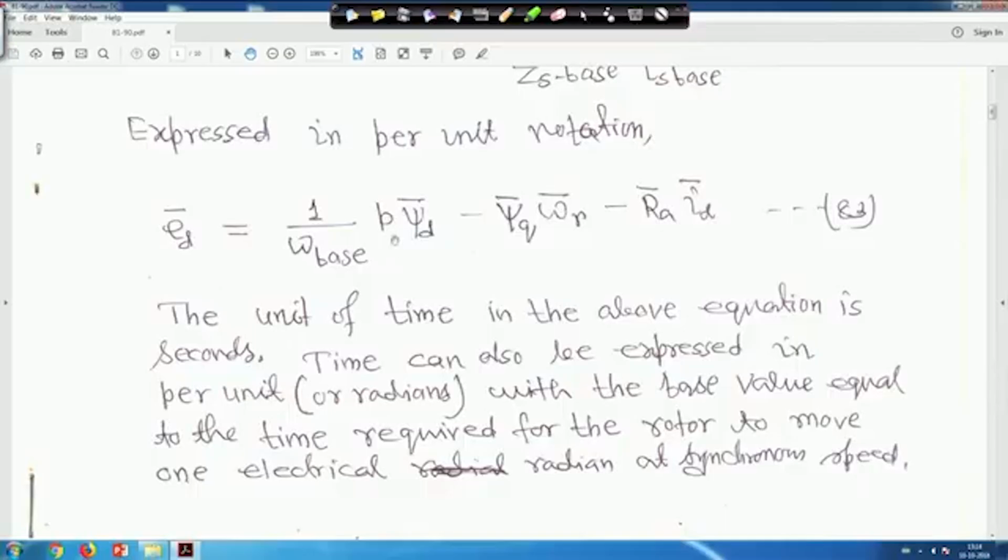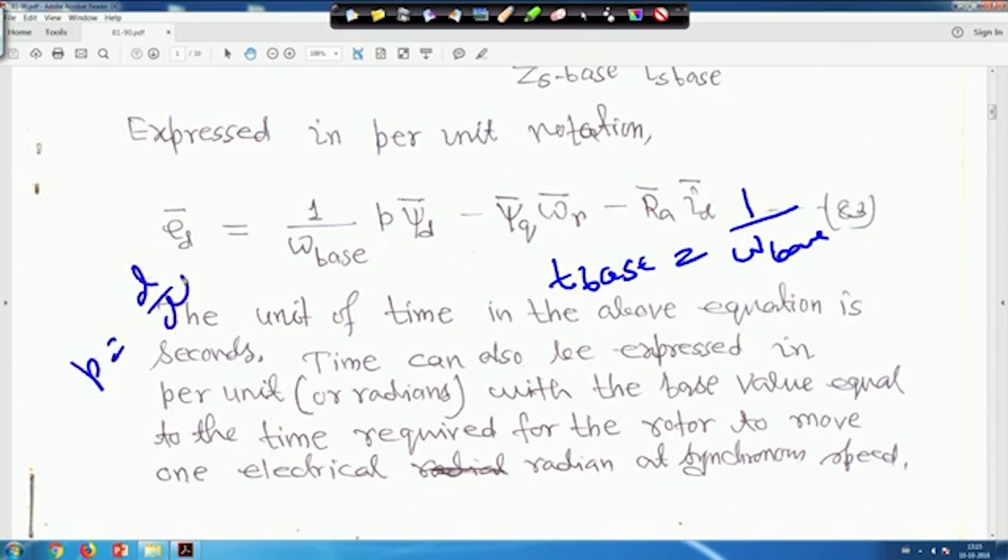Okay, we are back again. So this equation, how you got P bar, right? We have taken that T base is equal to 1 upon omega base. That is your omega base. Now the question is, P actually is equal to d by dt, and 1 upon omega base is there.